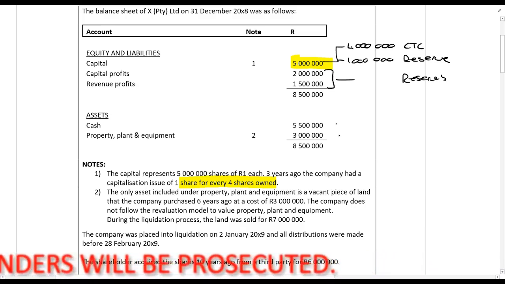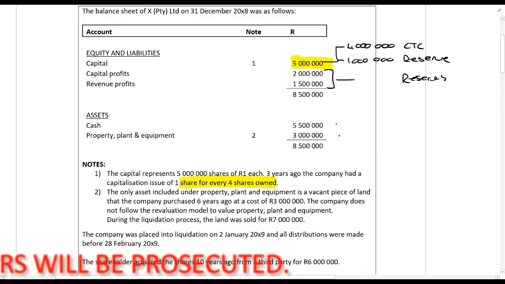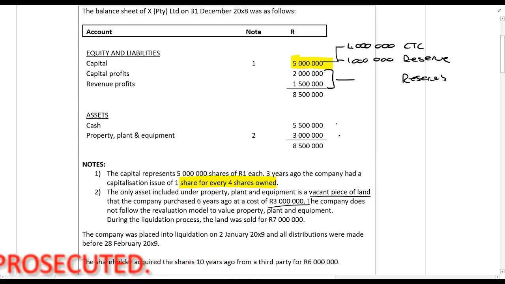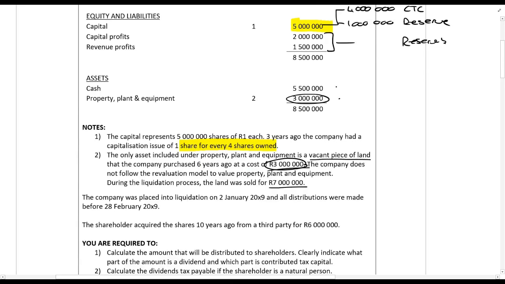Now, note number 2. The only asset included under property, plant and equipment is a vacant piece of land that the company purchased 6 years ago at a cost of 3 million rands. The company does not follow the revaluation model to value property, plant and equipment. That is why that cost of 3 million is reflected there. During the liquidation process, the land was sold for 7 million rands. The company was placed into liquidation, and the shareholder acquired all the shares for 6 million rands.